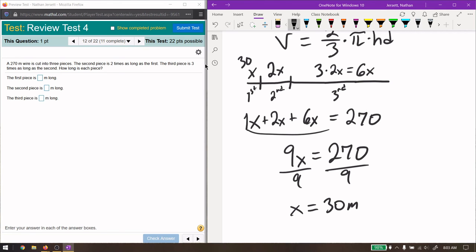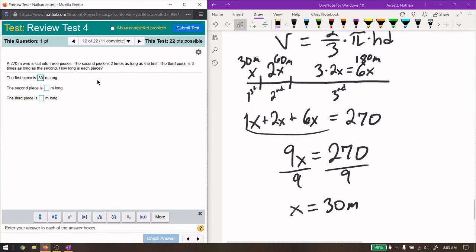So X is 30. 2 times 30 is 60 meters, and 6 times 30 is 180 meters. That's the three lengths: 30, 60, and 180. The first should be 30, the second should be 60, and the last 180. If you add these up, you'll see that you get 270.